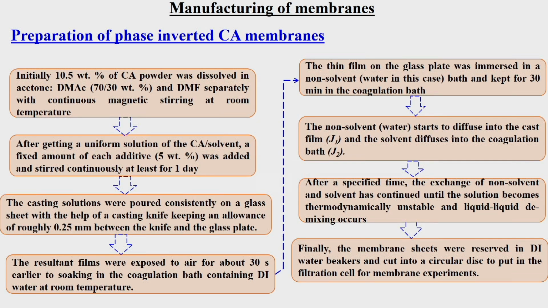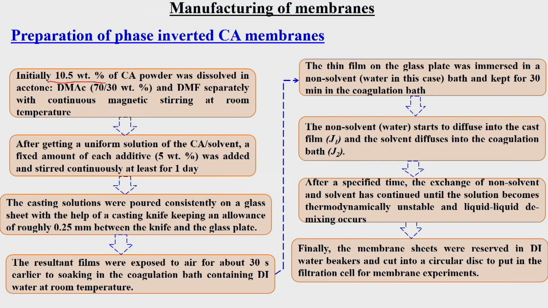And regarding the manufacture of the cellulose acetate membrane using this phase inversion technique, by applying this digital film applicator or casting knife, this is the typical procedure. Initially, 10.58% cellulose acetate powder was dissolved in an acetone DMSO mixture, that is 70:30, and DMF separately, with continuous magnetic stirring at room temperature.